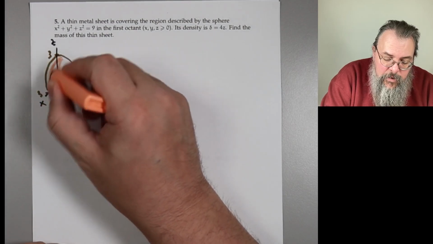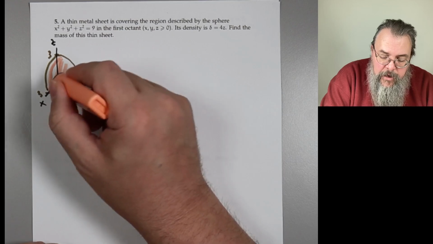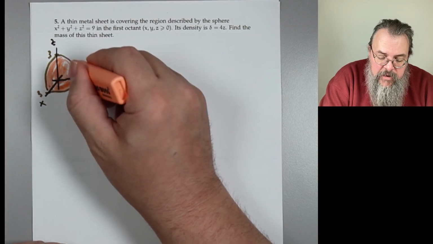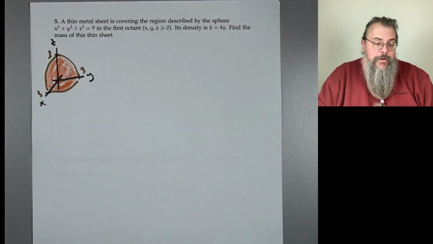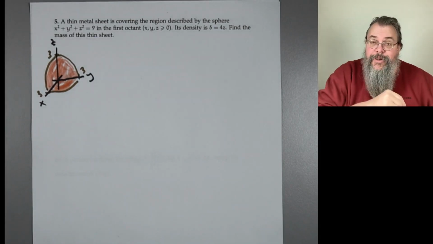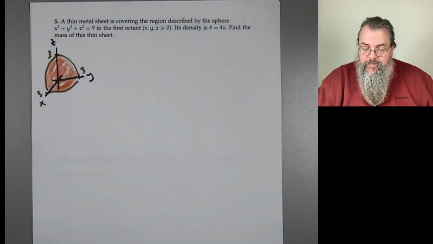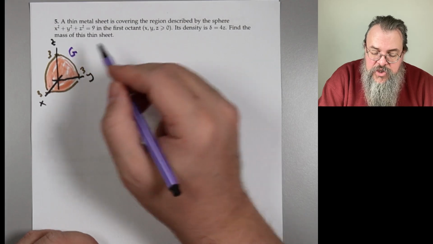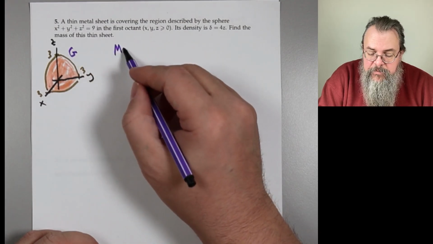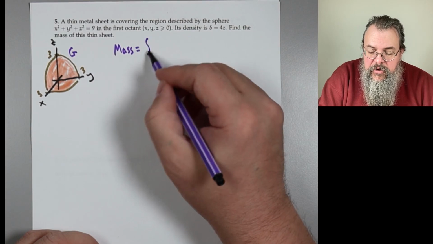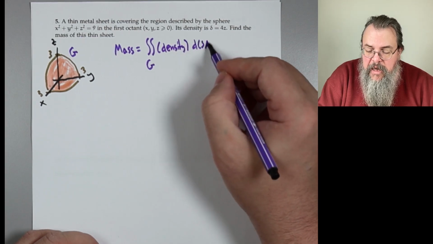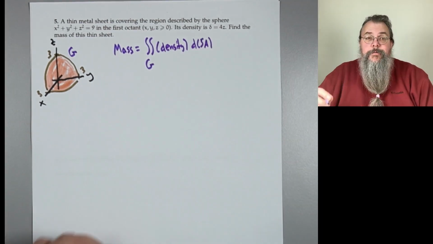And now, what are we asked? Well, we're after our mass. Now, how do you find mass? Well, that's an application of integration. The way we find mass is we integrate density. It's always the same thing. So, we say, suppose we call this our surface G, then our mass is the integral over G of our density times dS. Now, what's going on here?